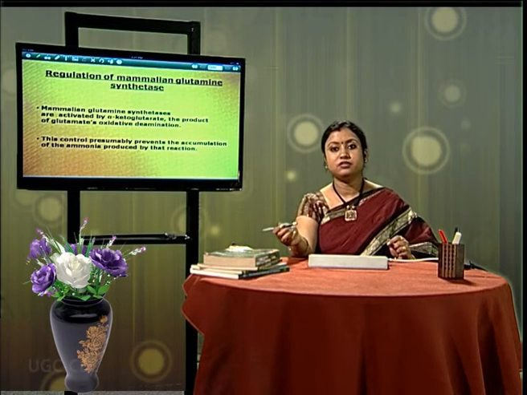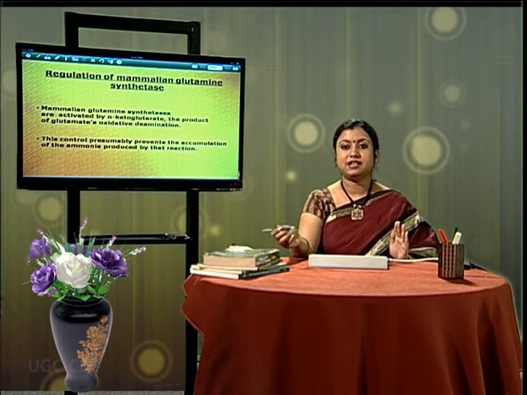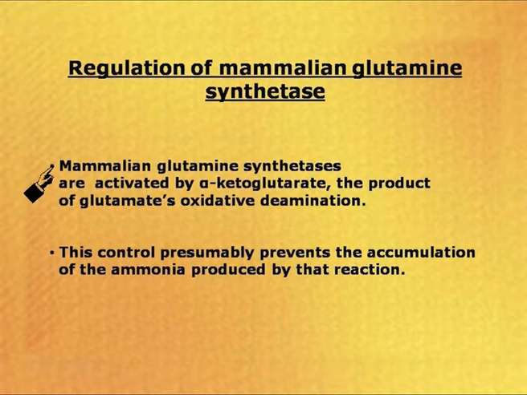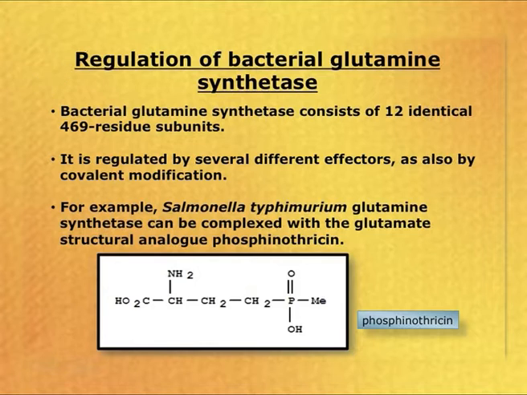Now I will discuss the regulation of mammalian as well as bacterial glutamine synthetase. Mammalian glutamine synthetase can be activated by alpha-ketoglutarate, which is produced from oxidative deamination of glutamate. This type of control prevents the accumulation of ammonia, which is the product of this reaction. Now coming to the regulation of bacterial glutamine synthetase, as we can see in this slide, it is made of 12 identical 469-residue subunits, and it can be controlled by various types of effectors.